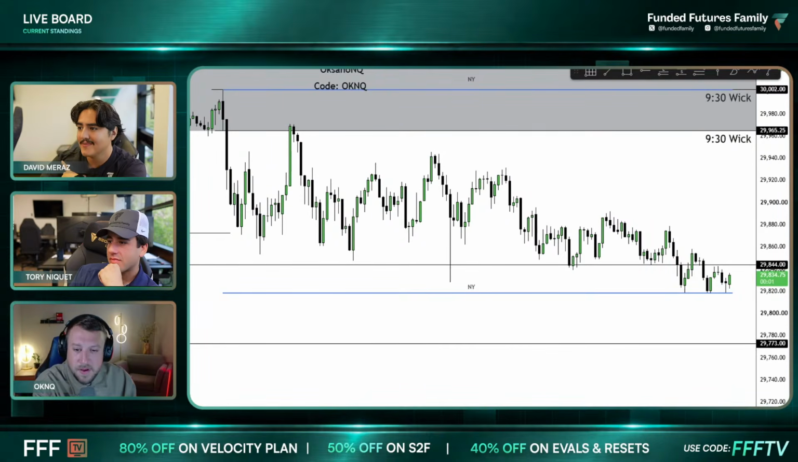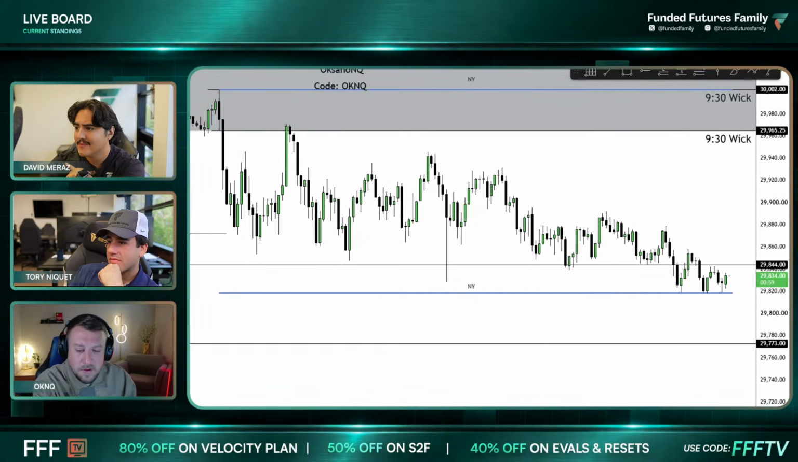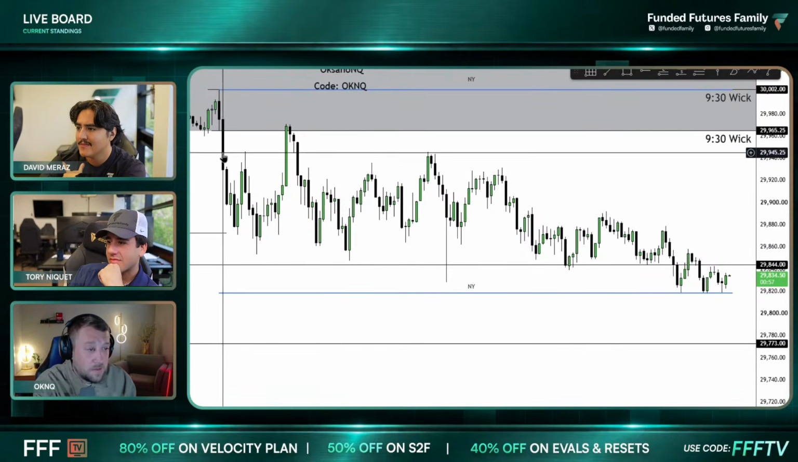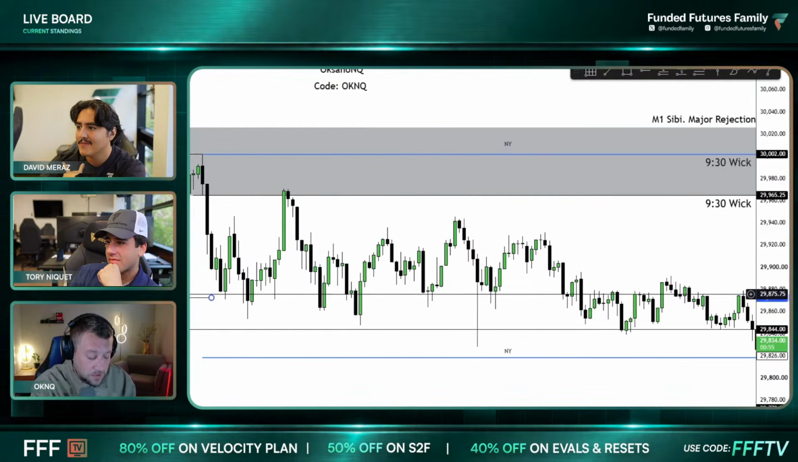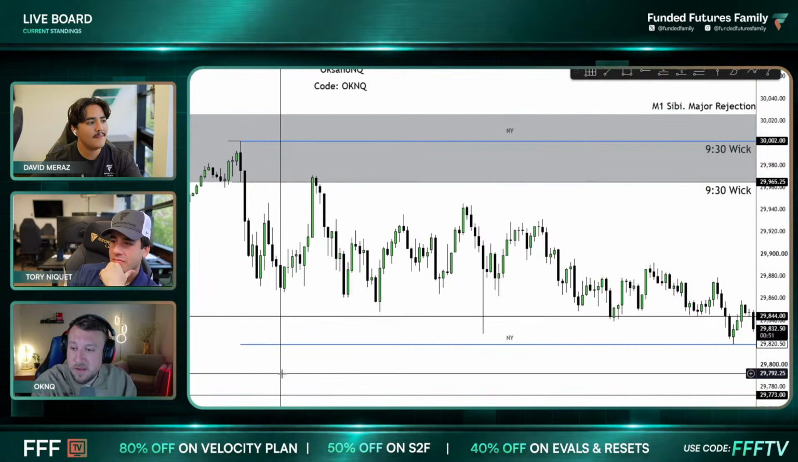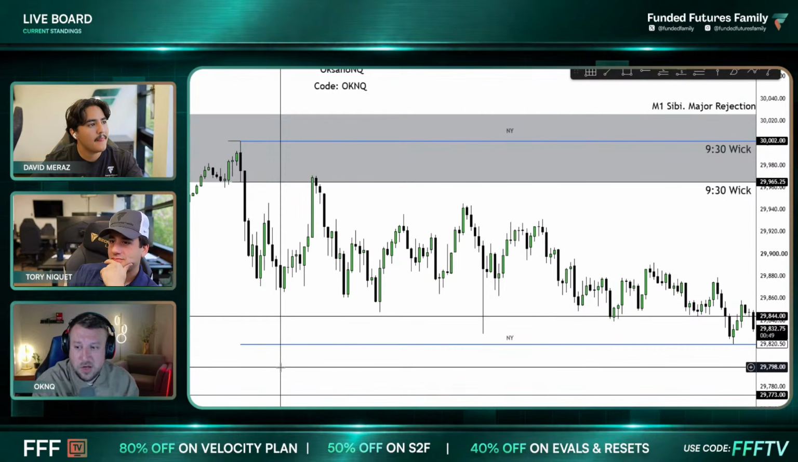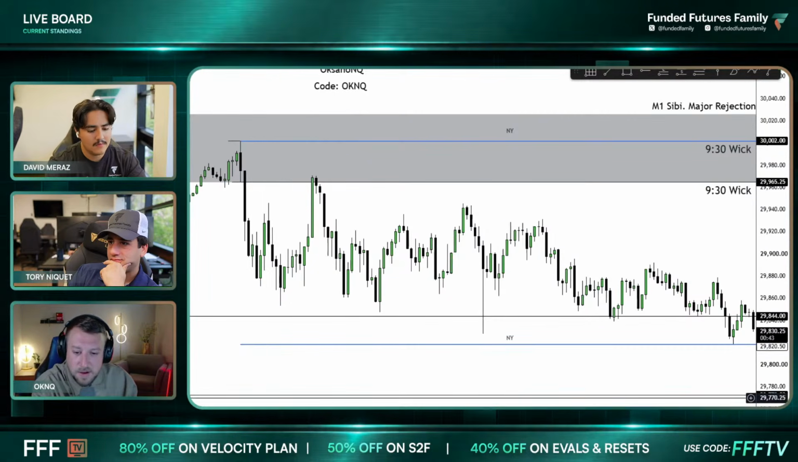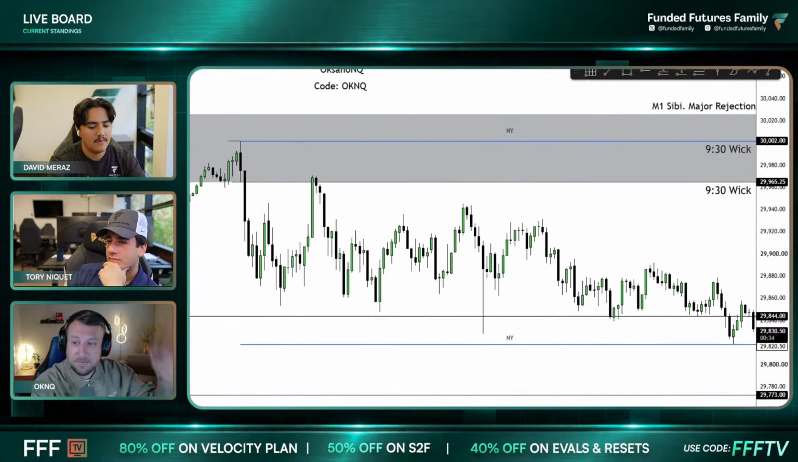That's one thing I'm really loving about this 930 model, because you're guaranteed to get to try it every single day. It's a guarantee that the setup triggers, so it's easy to get consistency. It's easy to backtest. You can basically speed run backtesting: 930 candle, wait, try it. 930 candle, wait, try it.